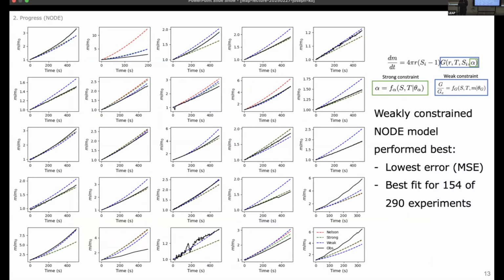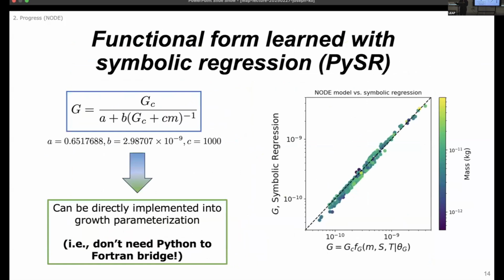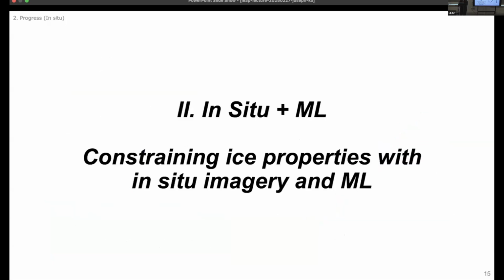experiments. As I explained, she used symbolic regression to learn a functional form that can directly be implemented. You just code up the math, right? We don't need any bridge. This is the part that we're going to be working on with NCAR collaborators Hugh Morrison and Trude Eidhammer in the spring. We can do some preliminary tests with single column CAM and run some sensitivity tests. So that was an overview of this NODE work led by Kara.